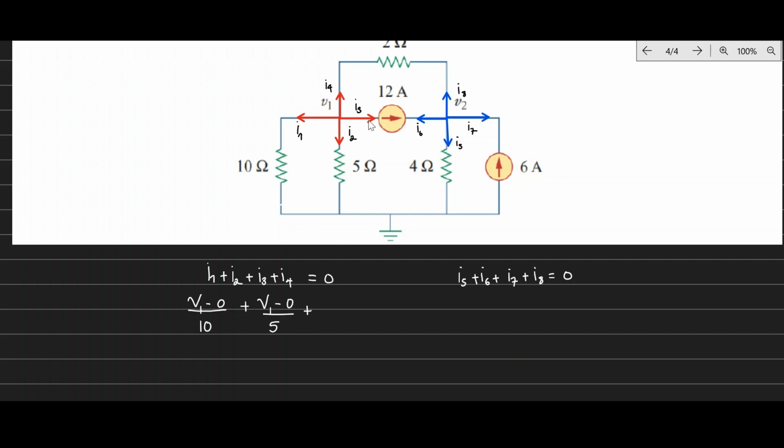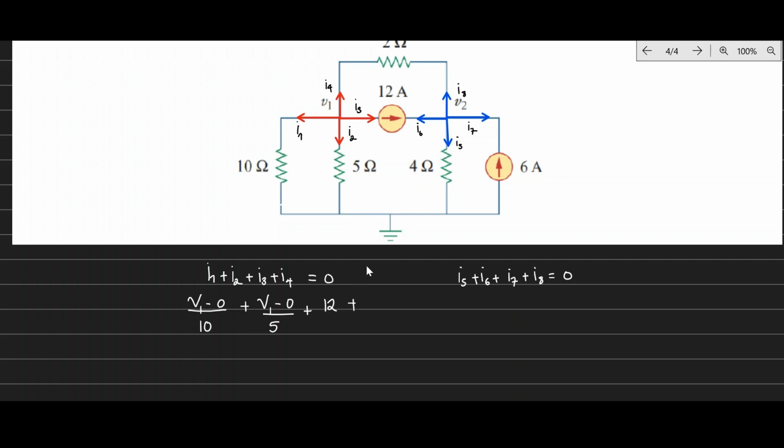I3 is simply the current, which is 12 amps. As you can see, because this current is already known, this is a 12 amp independent current source, so it's producing that constant current of 12 amps. So I3 will always be 12 amps.